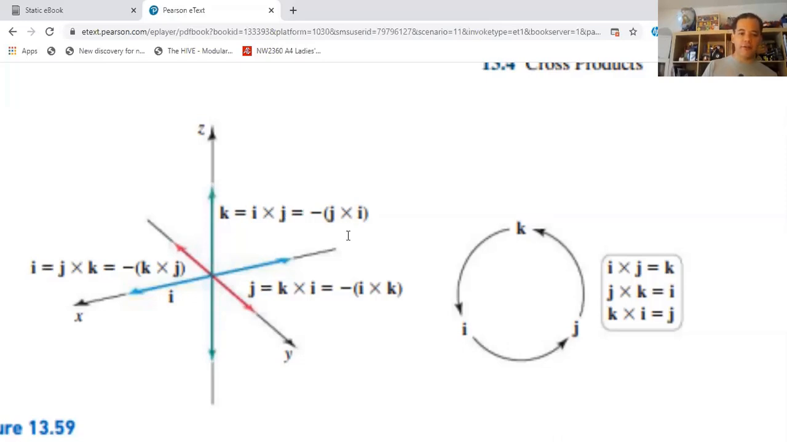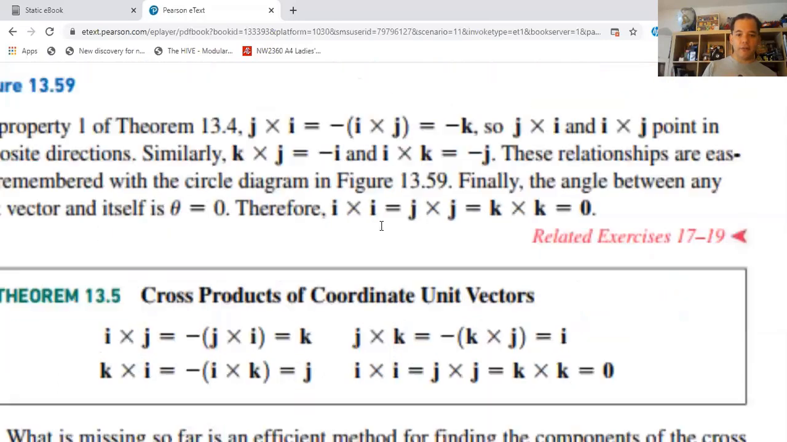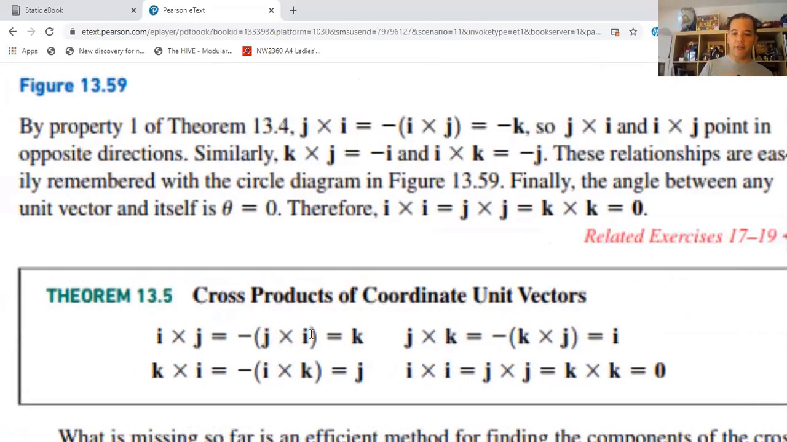That's the only thing you need to remember. And here are the other ones. So k is i cross j, but it's also the same as negative j cross i. And here's a summary of the ones we did. This little theorem 13.5 has all the ones we did right now, including the ones when you take one vector with itself. So i cross i, j cross j, and k cross k, you get 0. All right? Okay, so I think we're ready. Believe it or not, we're ready now to try to get a formula to get the cross product of arbitrary two vectors. So let's do it.